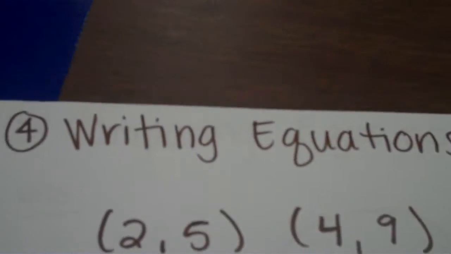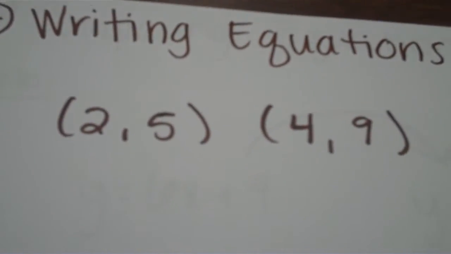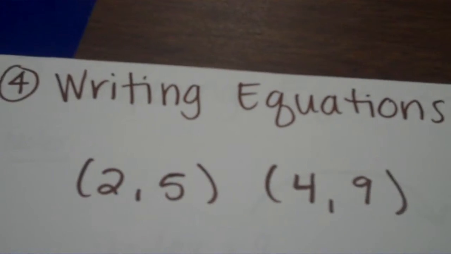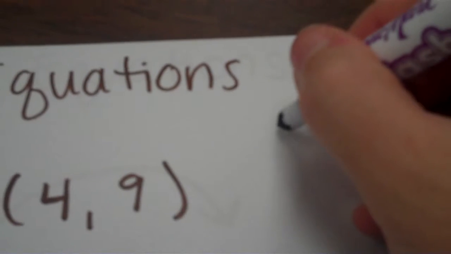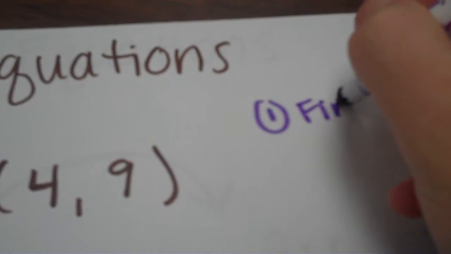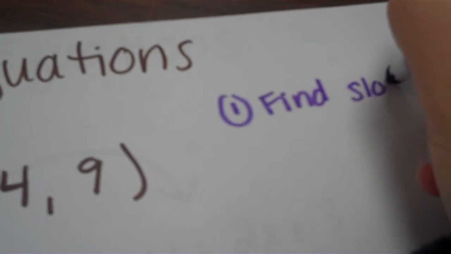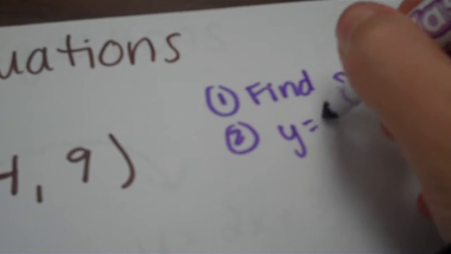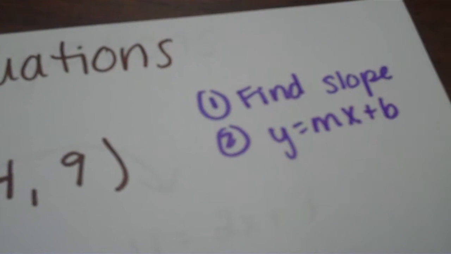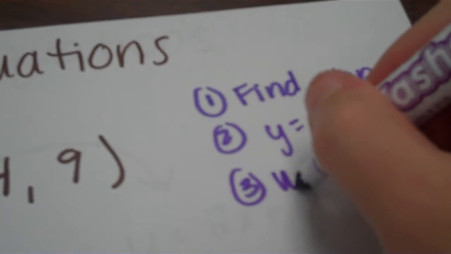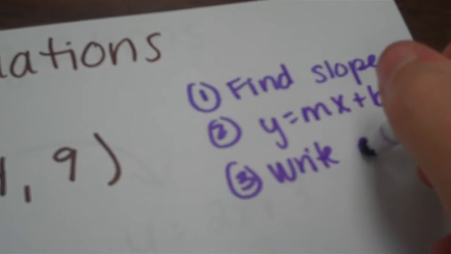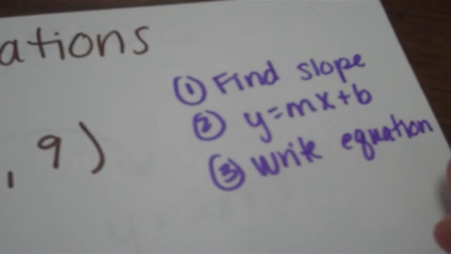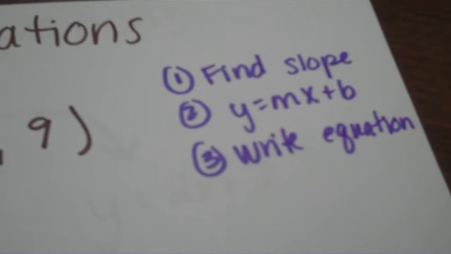Okay. Writing equations. This is something we've done, and it might be one of the main things that you've forgotten. But writing equations. Let's go over the steps. So step 1, I need you to find the slope. And I'll show you how to do that in a second if you don't remember. Step 2 is you plug in to y equals mx plus b. And then step 3 is you write your equation. Okay? Find slope, y equals mx plus b, write your equation.